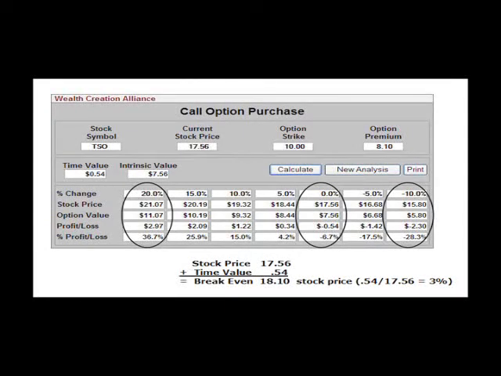The analysis reveals that if Tesoro stock increases 20% to 21.07 at option expiration, a 36% option profit would be realized. Now, I circled this in the first column for you to see. And if Tesoro stock price remains flat at 17.56, a 6.7% loss would be realized for the option. A 10% decrease in Tesoro stock to 15.80 would result in a 28% option loss. Now, Tesoro stock would have to increase 3% at option expiration in order for this trade to break even.